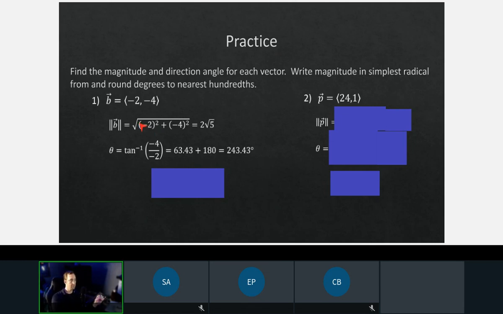So if you do this part for magnitude and you get the square root of a negative number, you messed up. You likely forgot to put parentheses around your negative values. And when you type it in, it thinks that you just want to square the number, but leave the negative on the outside. It's a big difference. But yeah, these vertical bars don't mean absolute value. The double vertical bars mean magnitude when talking about vectors.